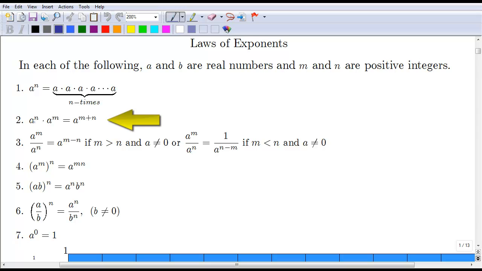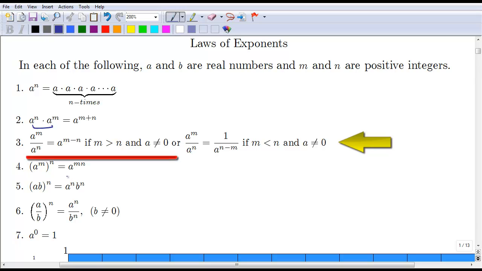If we have a number to an exponent times the same number to another exponent, so we have the same base in both of these cases, then all we need to do is add the exponents. If we are dividing, then we subtract the exponents.